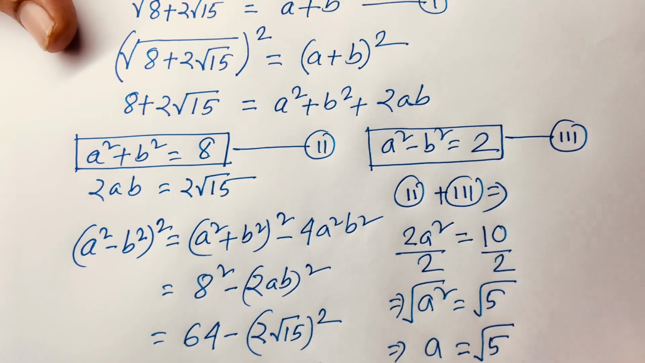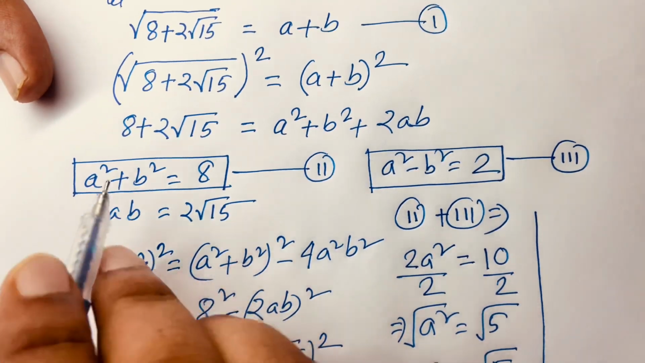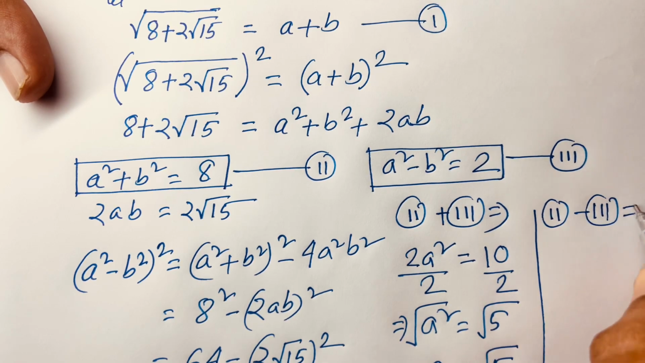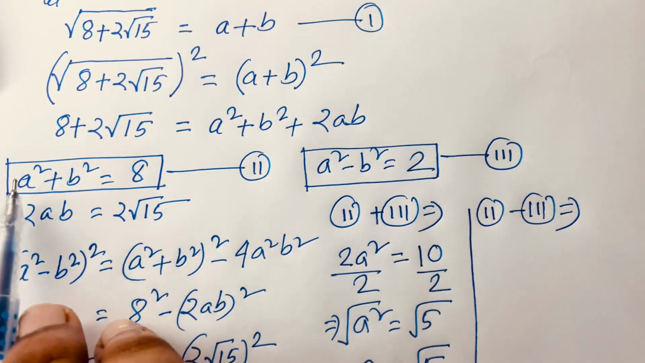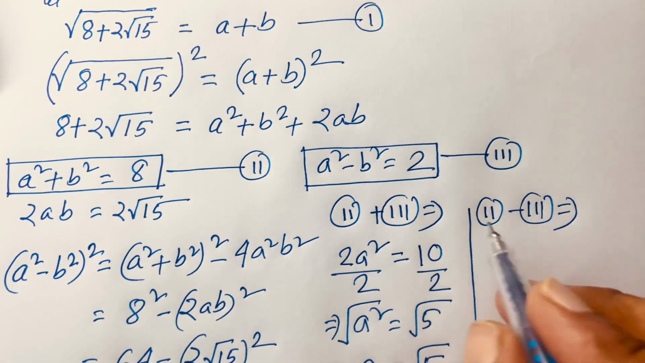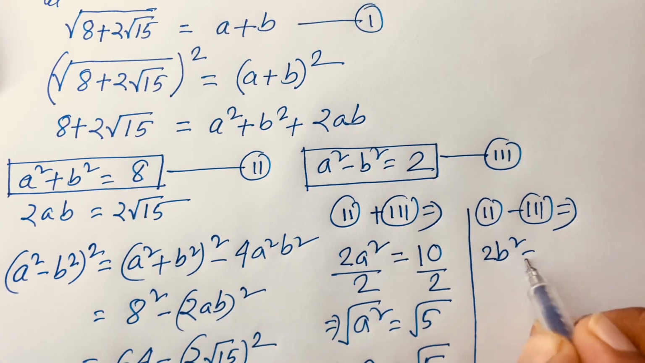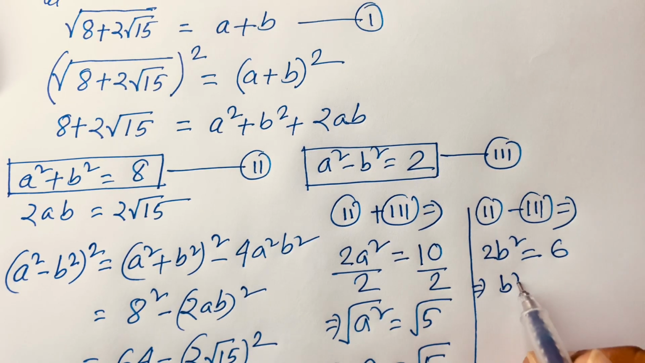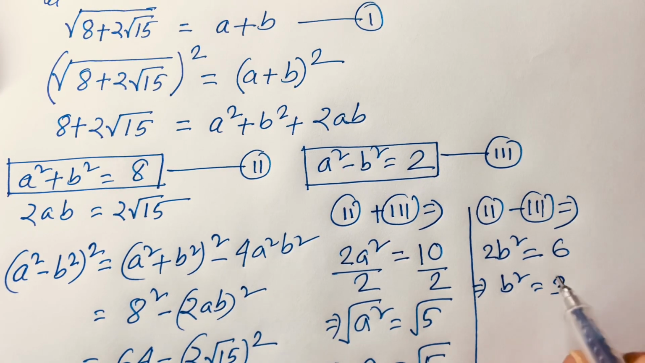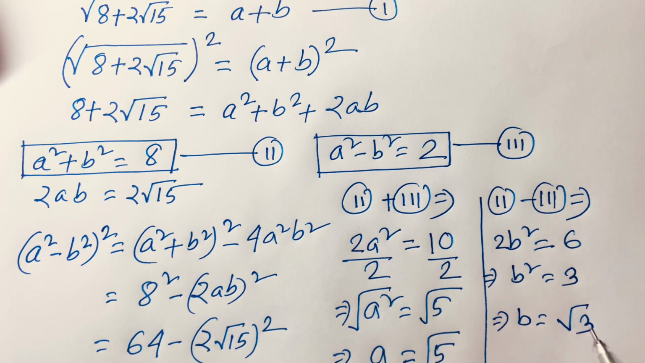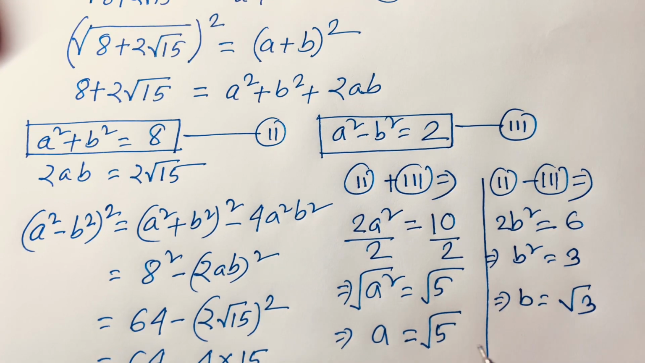And now if I subtract equation 3 from equation 2, a square minus a square is 0, b square plus b square is 2b square, and 8 minus 2 is 6. Then b square is equal to 3. I divide both sides by 2, then b is equal to square root 3. a and b are positive. Now we have found a is equal to square root 5 and b is equal to square root 3.